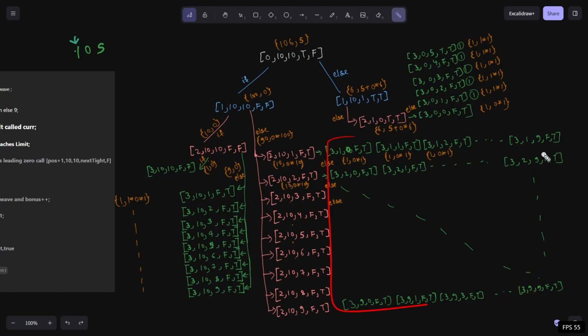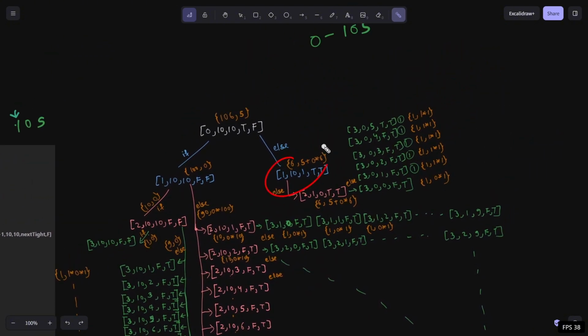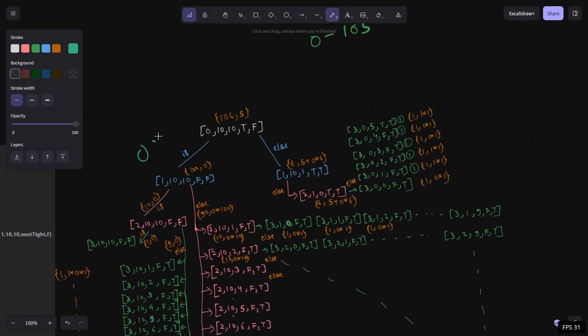So this whole chunk represents 10 to 99. So in total that's 90 numbers, and this represents 10 numbers. So in total we got 100 numbers here. I mean, not 100, I mean 0 to 99, we got 100 numbers here.